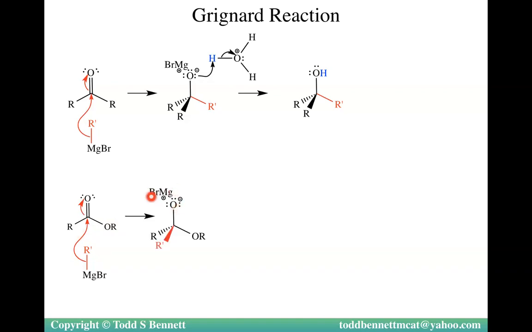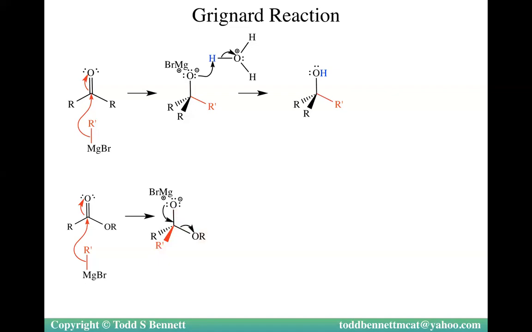You have the O minus stabilized by the MgBr plus. You have 2 Rs, the one that you had originally and the one you just added. But instead of two original Rs plus a new third R, you have the original R, the R you added, and now you have an OR, which is a good leaving group. So if these electrons come in to form a fourth bond, or a fifth bond to carbon, I should say, it'll kick out that OR leaving group.